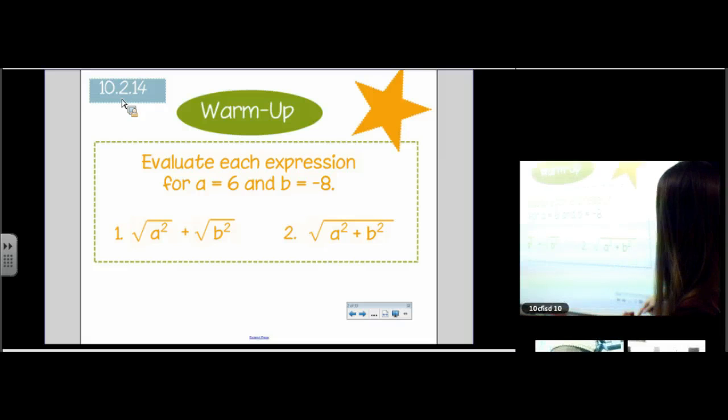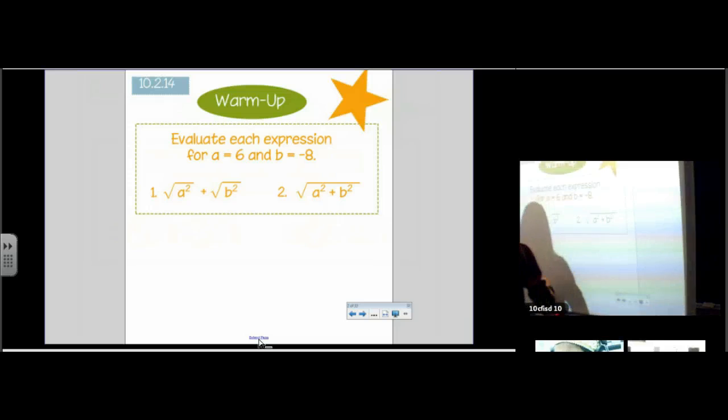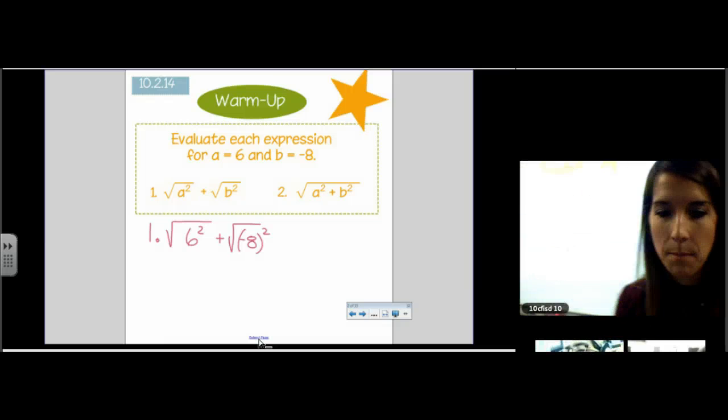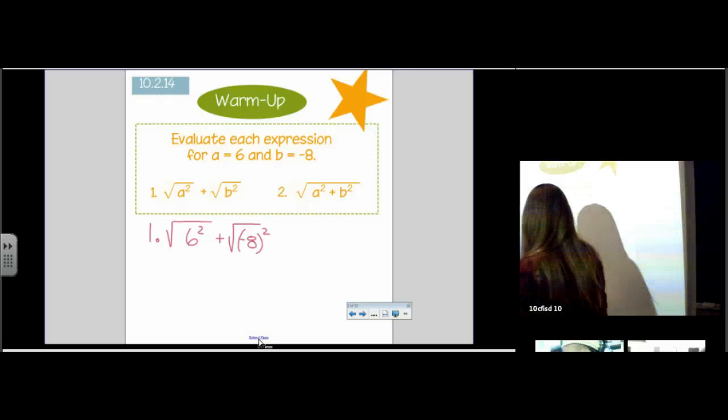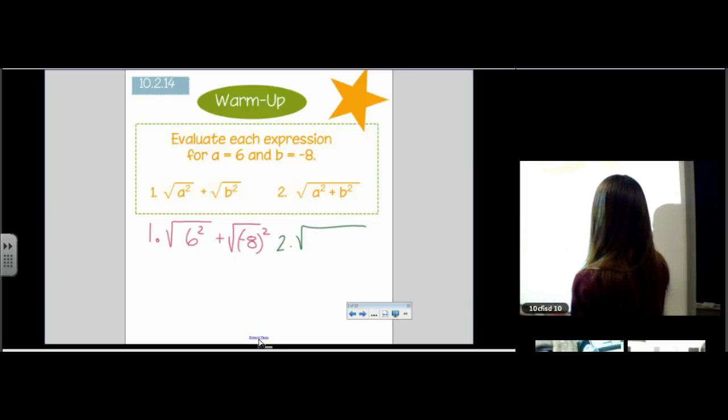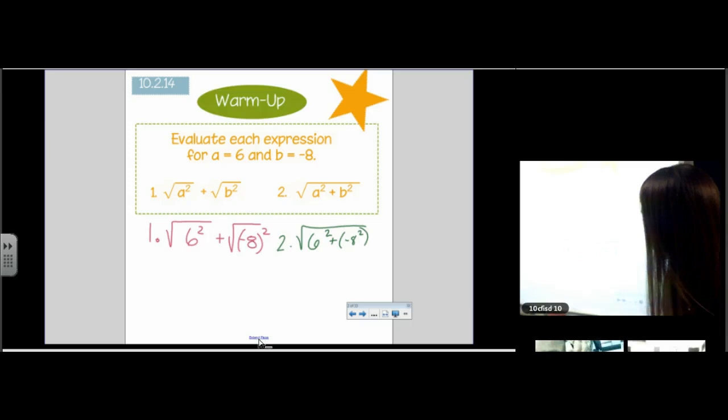So we're going to plug those in. Number 1 would be the square root of 6 squared plus the square root of -8 squared, like that. And then number 2 is going to be the square root of 6 squared plus -8 squared.